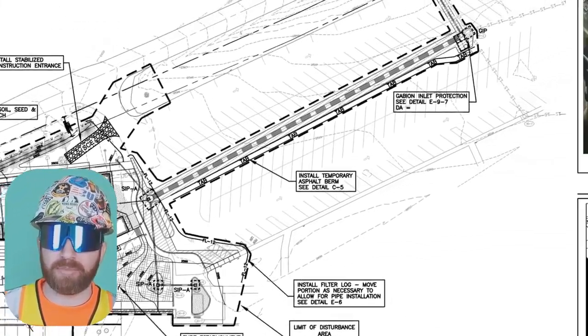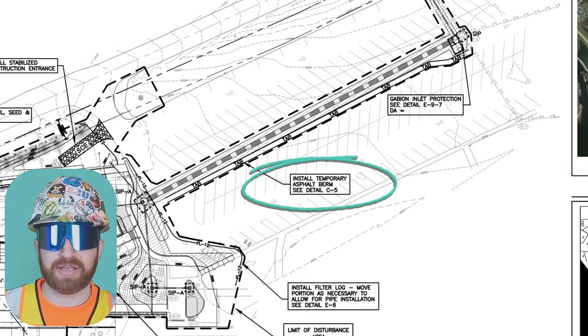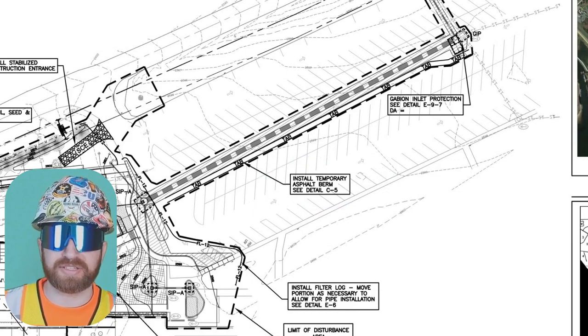And we'll look at one more item. There is a temp asphalt berm note, which tells us to look at detail C5. So let's jump over to that C5 page.